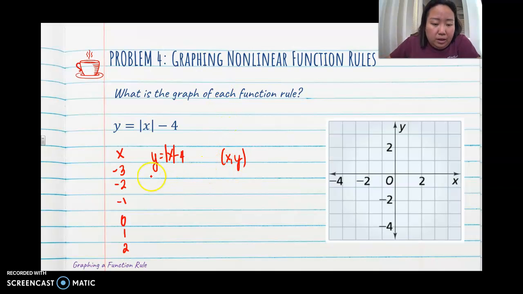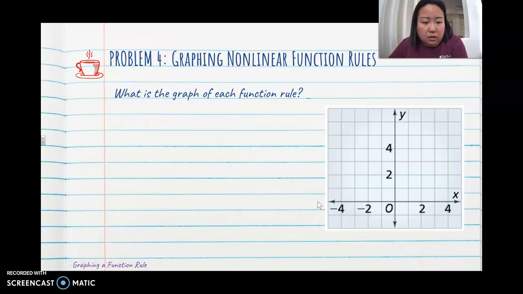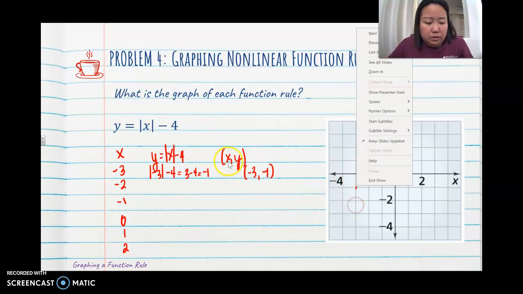Okay, so we will have the absolute value of -3 minus 4. So that's going to be 3 minus 4, which is -1. And so we will have the point (-3, -1). So (-3, -1) is going to be here. Okay, let me get that point. (-3, -1) is this point.